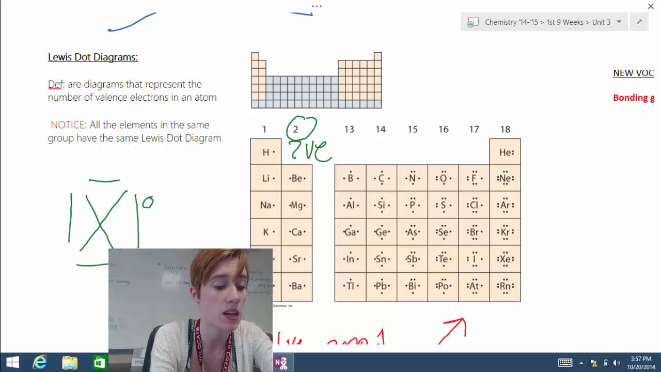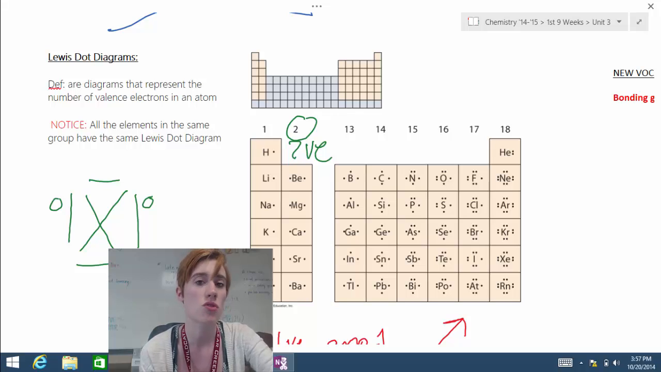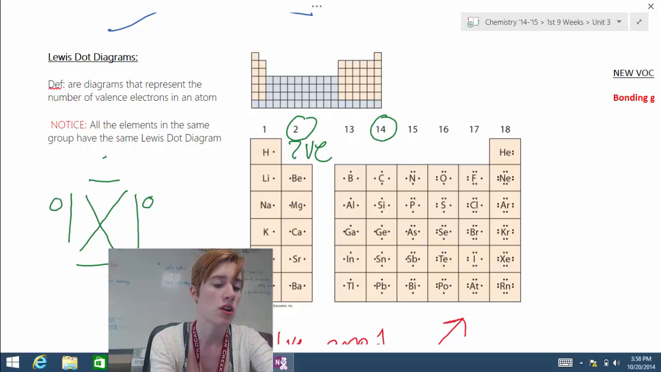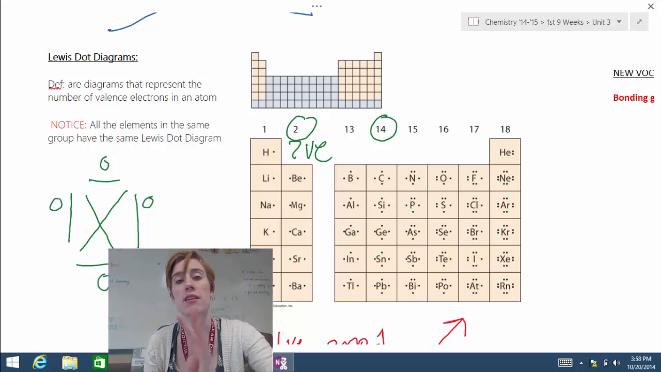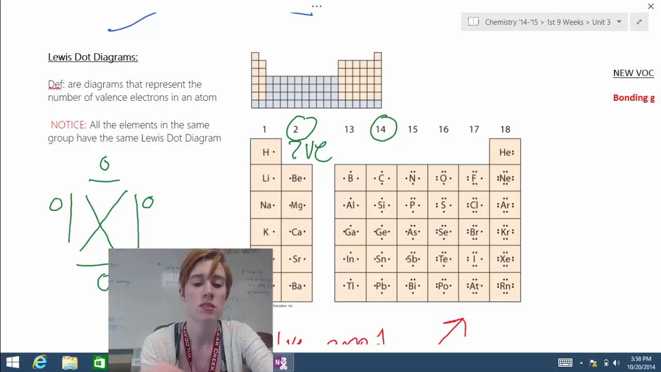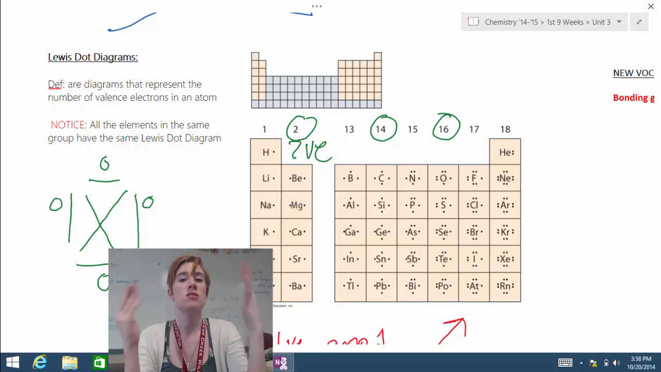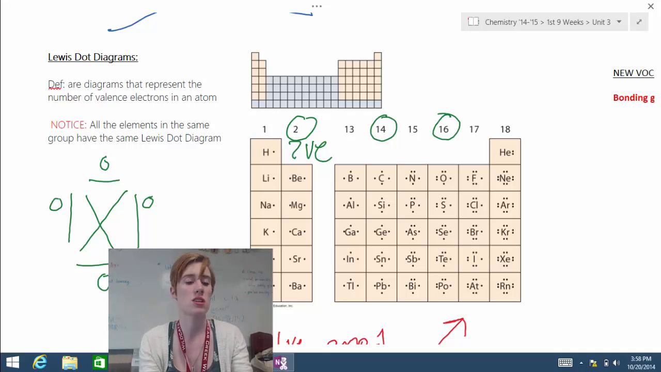I can really draw them anywhere as long as I don't draw them paired up together. Okay, the dots don't want to be paired up until they have to. Group 14, they have 4 valence electrons, so I draw 4 dots. Okay, again, none of them are paired up. And those 4 dots stand for the 4 electrons. Group 16 has 6 valence electrons, so I have to draw 6 dots.